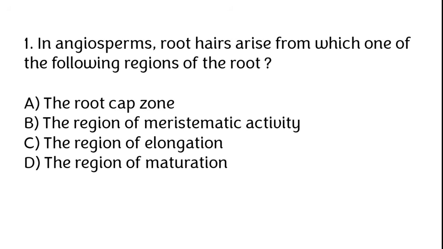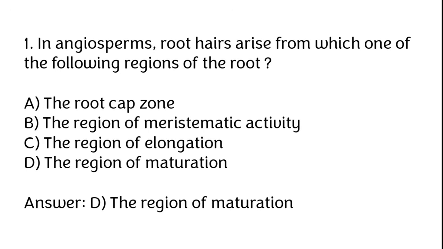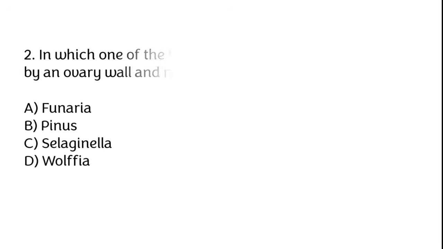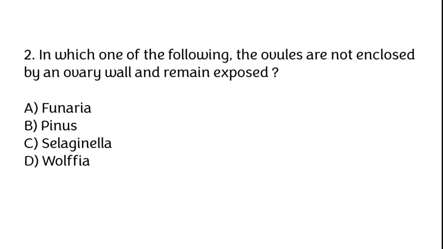In angiosperms, root hairs arise from which one of the following regions of the root? Correct answer is D, the region of maturation. In which one of the following, the ovules are not enclosed by an ovary wall and remain exposed? Correct answer is B, Pinus.